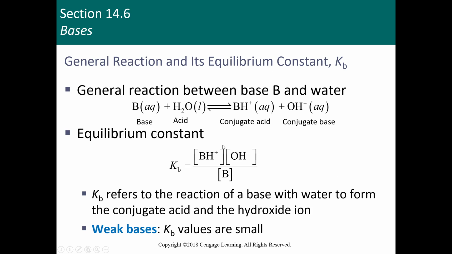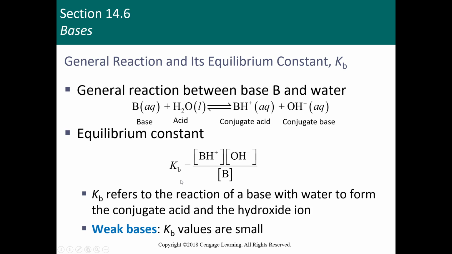And so our equilibrium constant for this is going to be Kb equals BH plus, which is our conjugate acid, and then OH minus, our conjugate base, over B, the concentration of our base. Remember, water always gets left out because it is a pure liquid. So Kb refers to the reaction of a base with water to form the conjugate acid and the hydroxide ion. With weak bases, the Kb values are going to be small. With strong bases, these are going to be larger and larger.